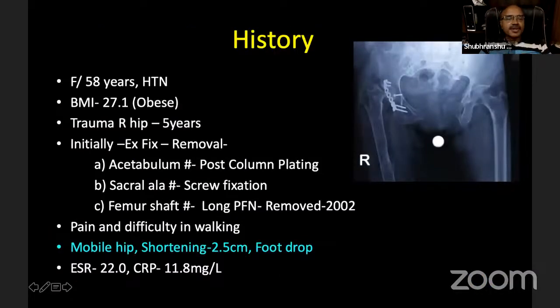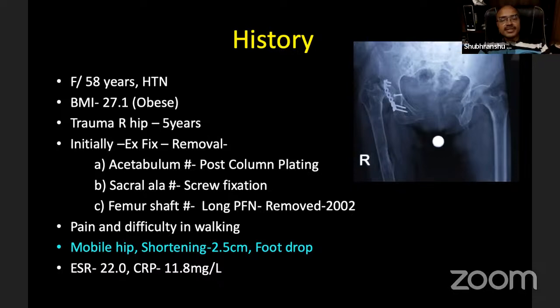Here is my case. A 58-year-old female, hypertensive, a little obese, BMI 27.1. Sustained a trauma to the right hip and pelvis about 5 years back, way back in 2017 or 18. Initially, she was fixed with an external fixator in Gujarat. Then she traveled to Mumbai, and after that the external fixator was removed, and there was posterior column plating of the acetabular fracture. One sacral ala fracture was there, for which screw fixation was done. There was also an associated femoral shaft fracture, for which a long PFN was done. So with all these elements in situ, the patient presented to us, and we don't have the earlier X-rays, unfortunately.